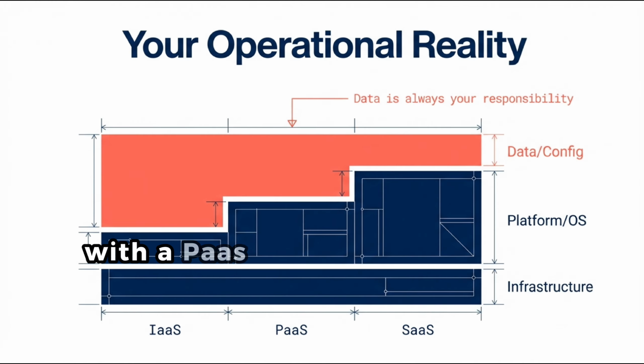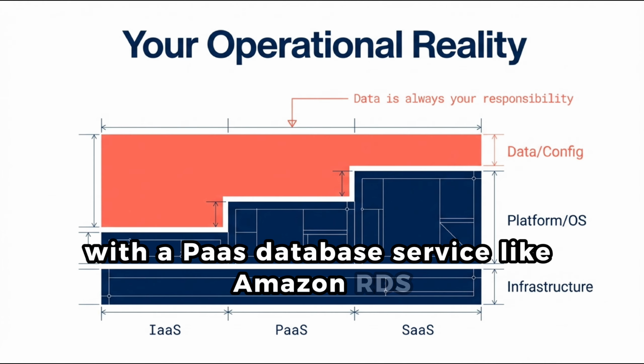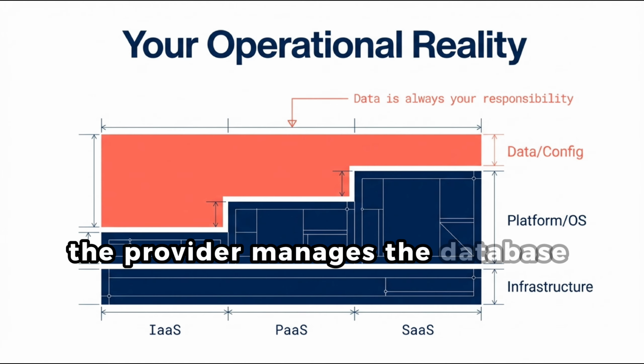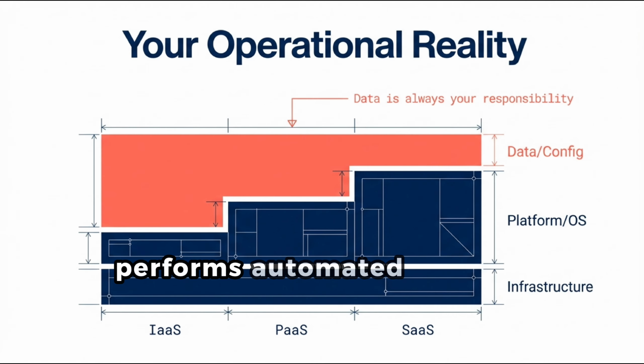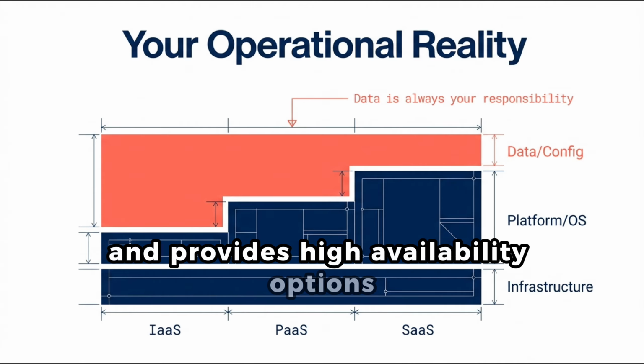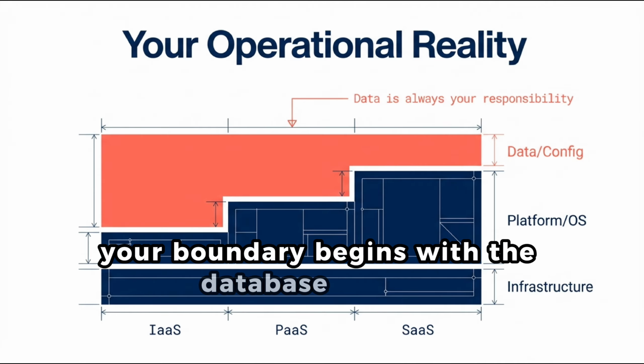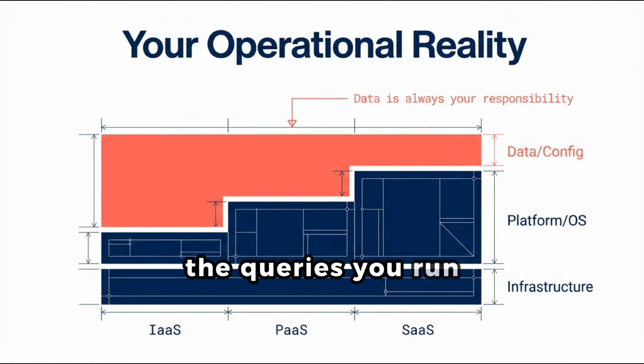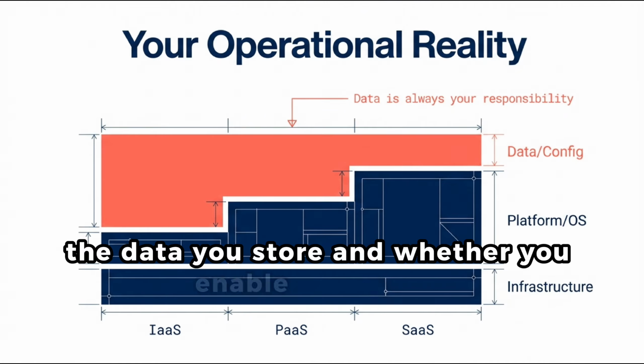For example, with a PaaS database service like Amazon RDS, the provider manages the database software, performs automated backups, handles patching, and provides high availability options. Your boundary begins with the database schema, the queries you run, the data you store, and whether you enable encryption.